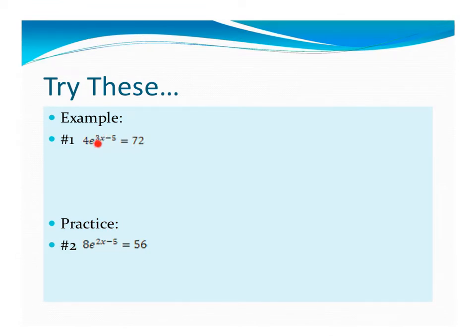So I want to solve for x right up there. It's in the exponent, and I have this e here, and I know if I want to try and get rid of the e, I'm going to have to use that natural log on both sides, but I have to get the e by itself first. So first thing I'm going to do here is I'm going to divide by 4 on both sides. I'm going to have e raised to the 3x minus 5 equals, and I have 72 divided by 4 gives me 18.